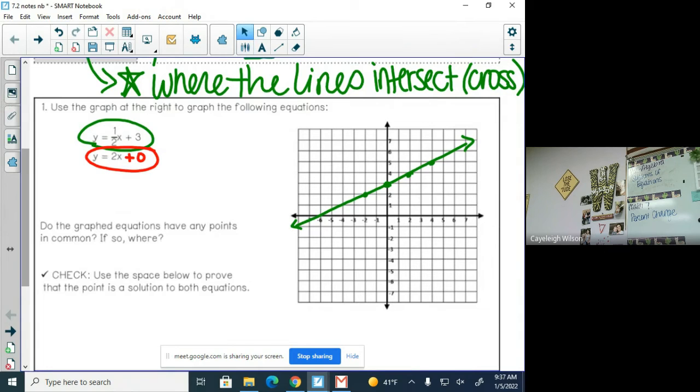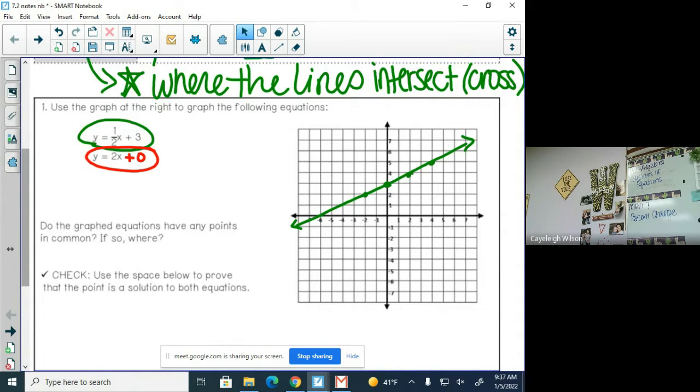Also, I don't want to see little baby lines. I need to see a line that extends the whole graph. Do not draw a small little baby line that just connects the 3 points you put on there. The line must extend the whole graph because they may not cross until a little section off in the corner.